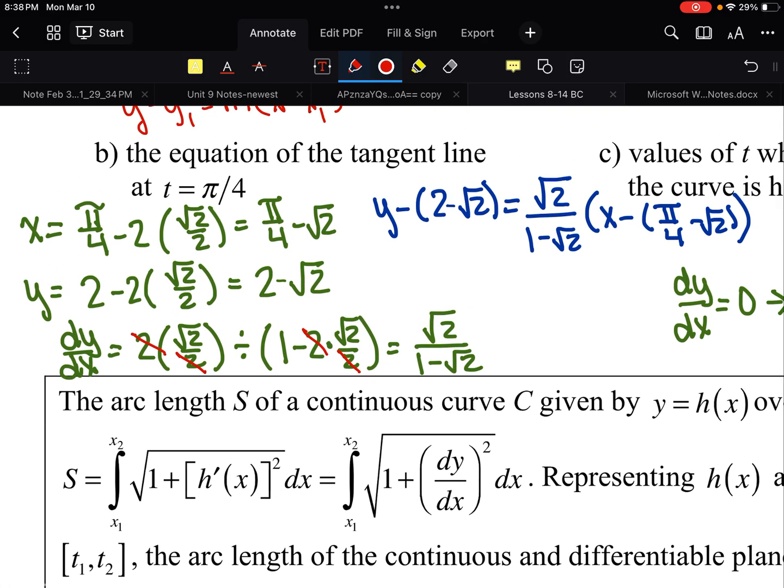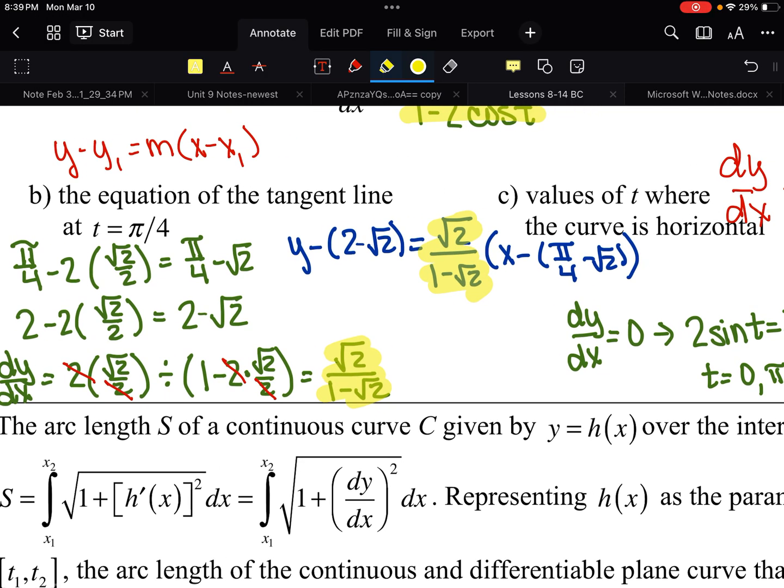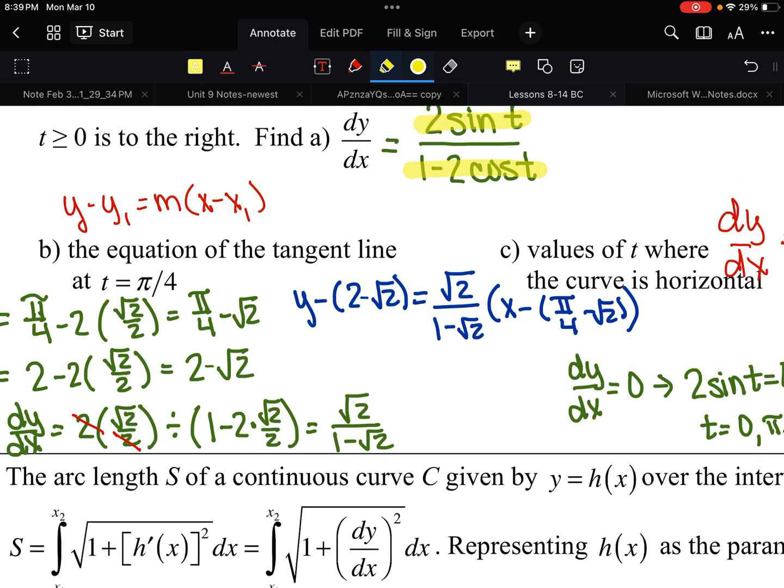There are some other different ways you could write that if you wanted to, but that is my derivative, that is my slope, and as messy as that equation in blue looks, it's a correct equation. That is an equation of the tangent line for that function at the point t equals pi over 4.